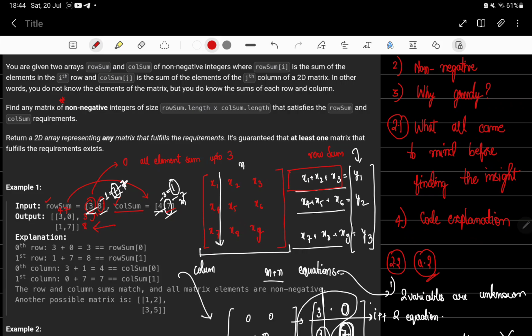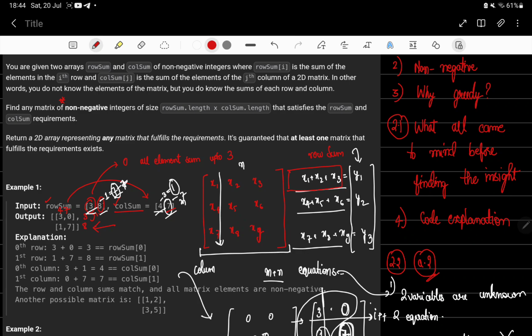Now the problem over here is they have not given us the output. They have just given us row sums and we need to calculate what the output is. Output is the original array that can form such row sums and the column sums.